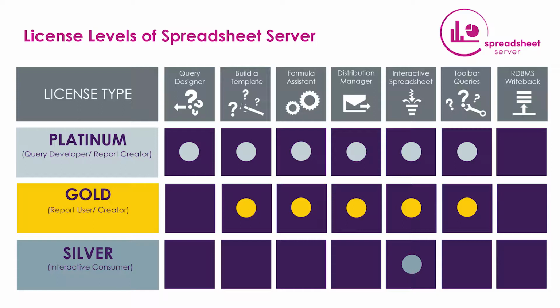But now we're going to delve into a little bit more about our platinum and gold level licenses. So we just reviewed the silver, which is listed there at the bottom where you have your interactive spreadsheets. So we're going to have Caitlin walk through our gold and platinum functionality, which will walk through our build a template, our formula assistant, our distribution manager, more interactive spreadsheets, and then toolbar queries, as well as our QueryDesigner. So we'll also touch on that for that platinum level license.